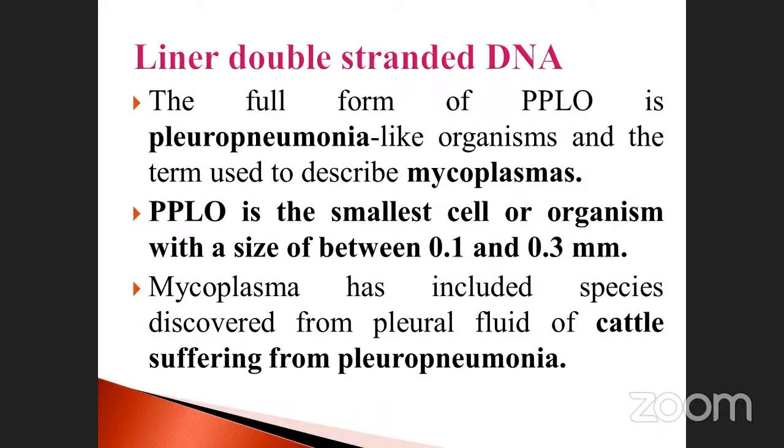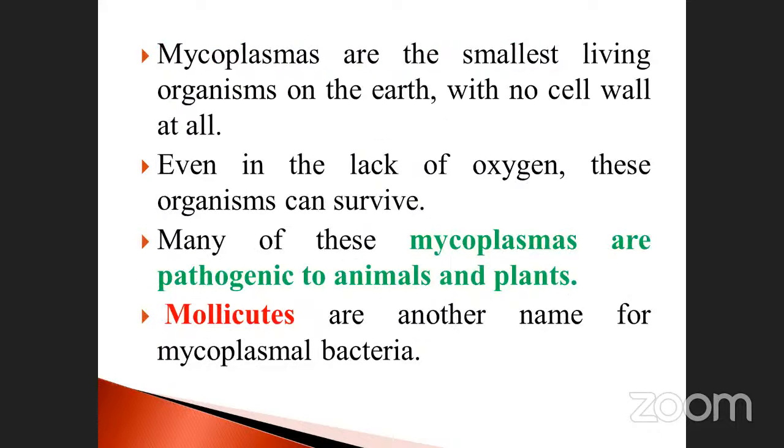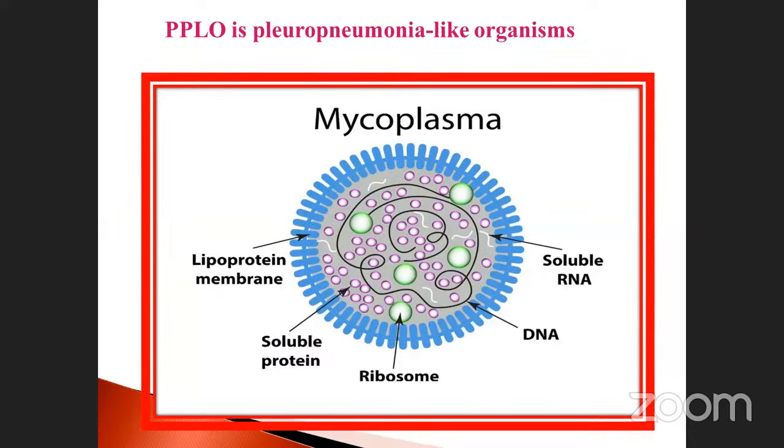Okay, this is pleuropneumonia-like organisms. It's a mycoplasma, the smallest one, 0.1 to 0.3 micrometer, mostly found in cattle suffering from pleuropneumonia. The mycoplasma are the smallest living organisms on earth. There's no cell wall, this is very, very important. Even in lack of oxygen, they will survive. They only produce disease, a harmful effect in animals and plants. It's another name for mycoplasma bacteria. We already saw the structures.